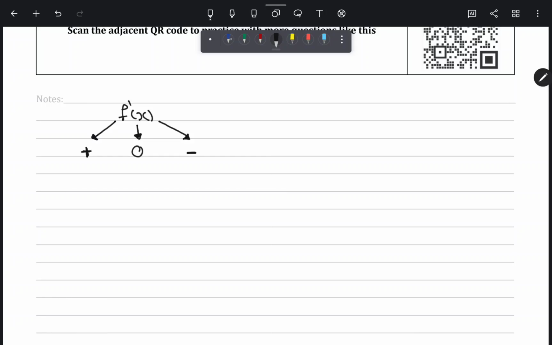Look, f derivative is the gradient. When the gradient is positive, it means the function is going upwards. What does going upwards mean? It means f of x is increasing. If the gradient is negative, it means the function is going downwards, and if it's going downwards, it means f of x is decreasing.